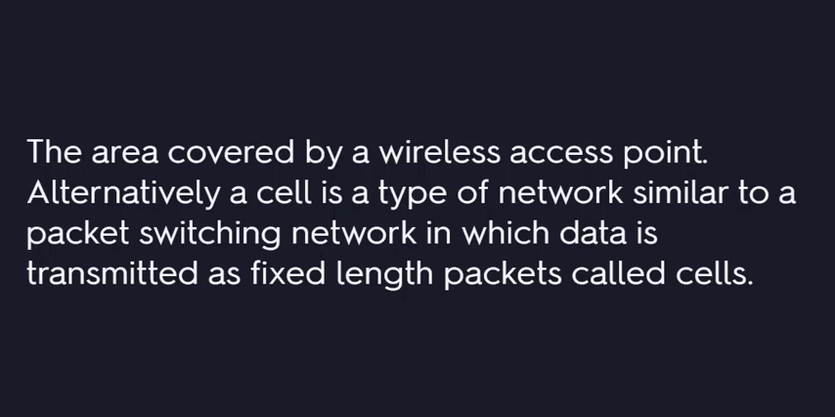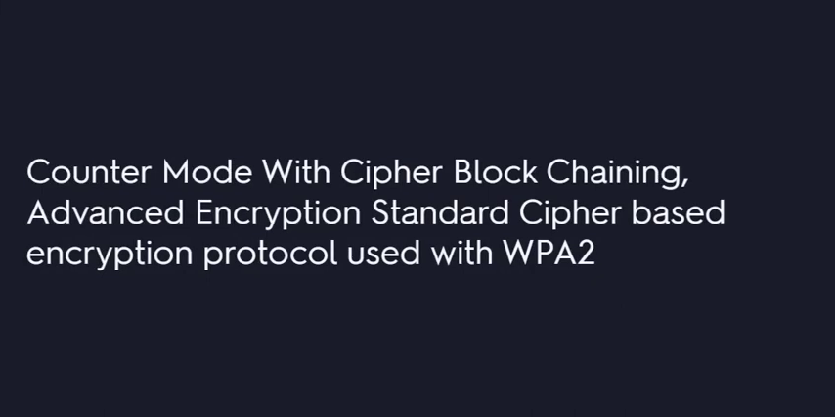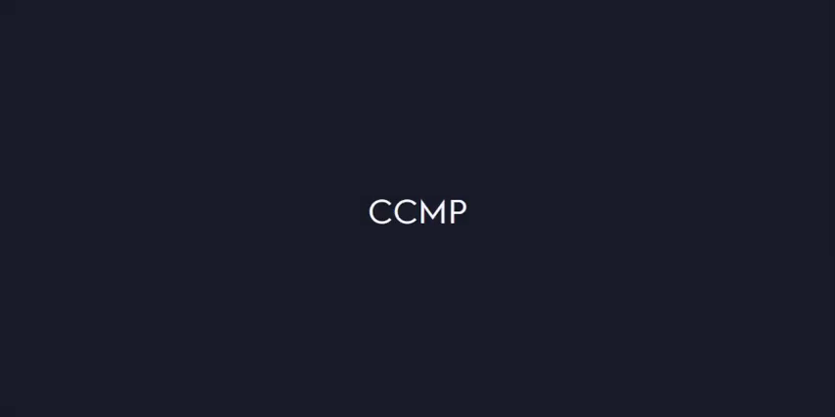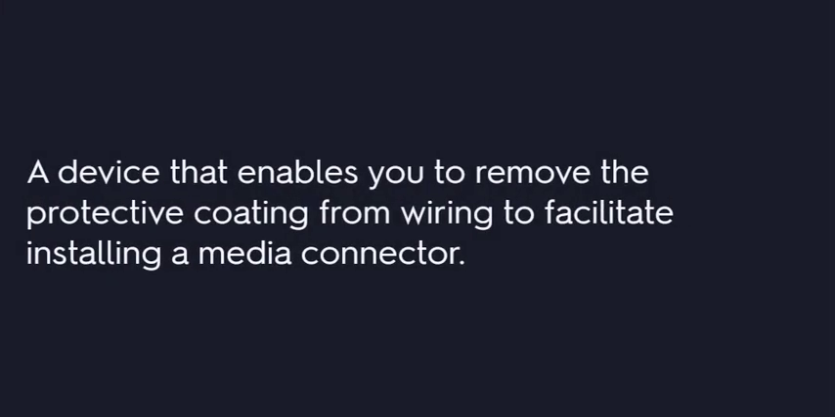The area covered by a wireless access point. Alternatively, a cell is a type of network similar to a packet switching network in which data is transmitted as fixed-length packets called cells. Cell. Counter mode with cipher block chaining. Advanced encryption standard cipher-based encryption protocol used with WPA2. CCMP. A device that enables you to remove the protective coating from wiring to facilitate installing a media connector.